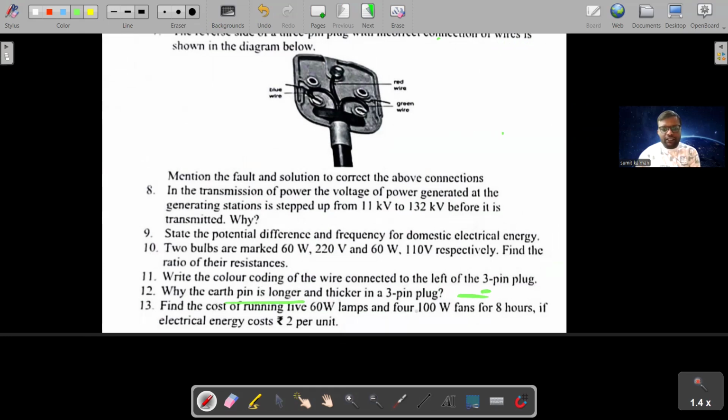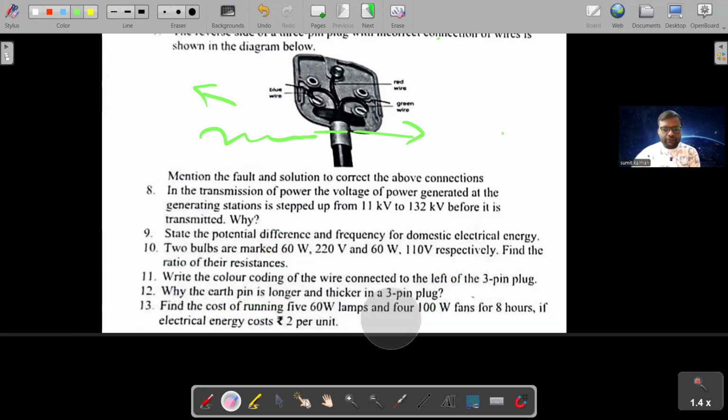Why is the earth pin longer and thicker in a 3-pin plug? This is also given in the book and I have taught it in the class. Why is it longer and thicker? Because we need our first connection to be to the earth terminal. Why? Because, students, if by some means there is extra current in our circuit, then that extra current will travel through the earth terminal straight to the ground, and you will not feel an electric shock. So this reason you have to write in the exam.